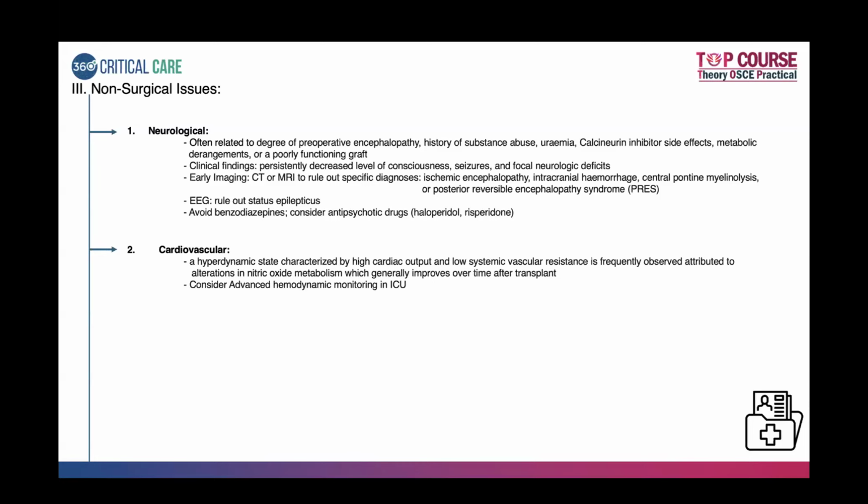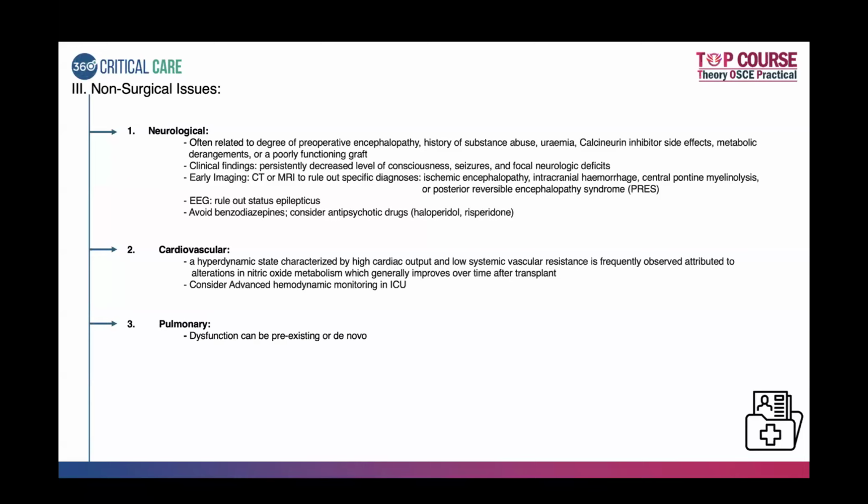So in most patients, there will be advanced hemodynamic monitoring already connected. So it will be very easy to identify what problem we are dealing with, whether it is hypovolemic, cardiogenic, distributive, or any kind of obstructive features. So those kinds of shock can be identified easily.